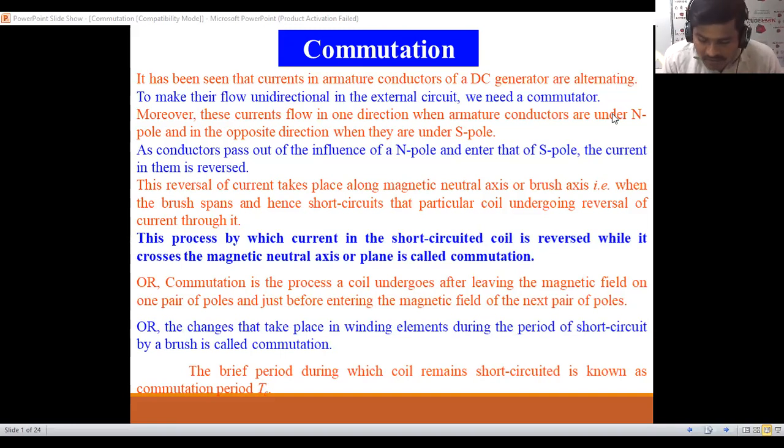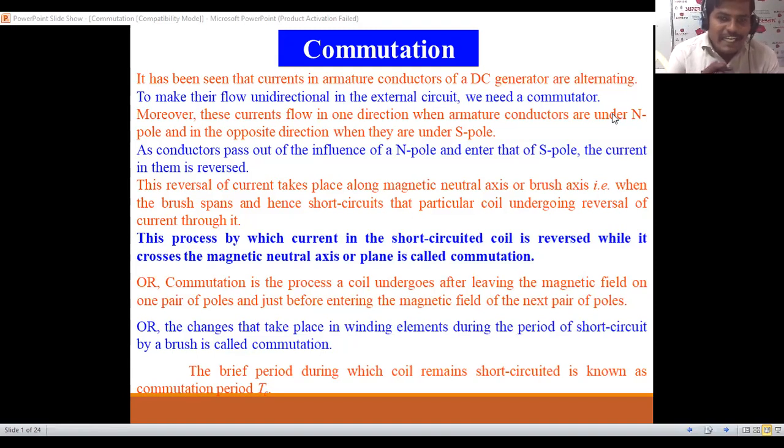In the construction part I said that the function of the commutator is to convert the AC quantity into a DC quantity. So to convert AC to DC, this is the function of the commutator. That means it will work as a rectifier. As I have told before, it works as a rectifier. In commutation, the commutation process is nothing but the reversal of current in the coil.